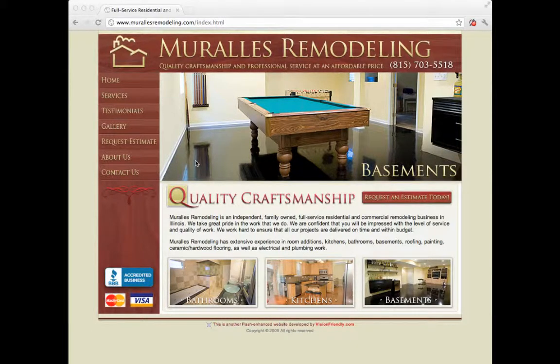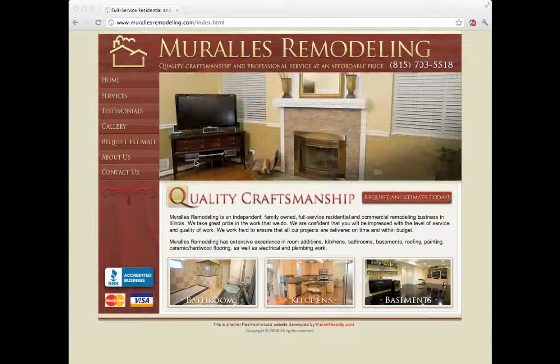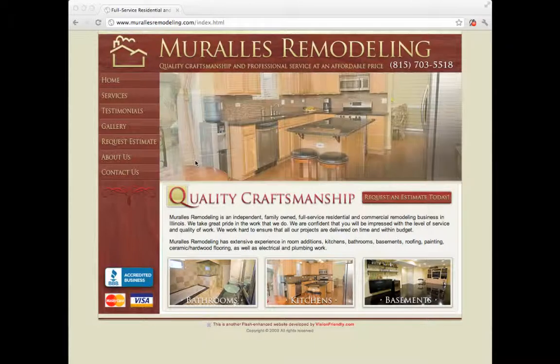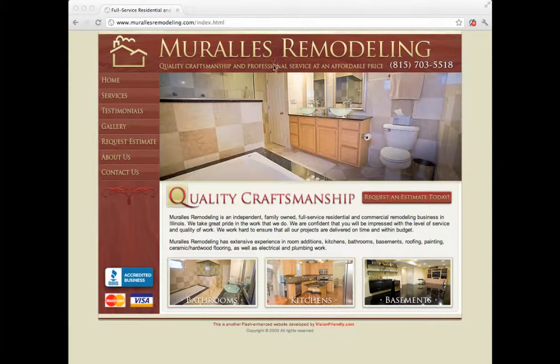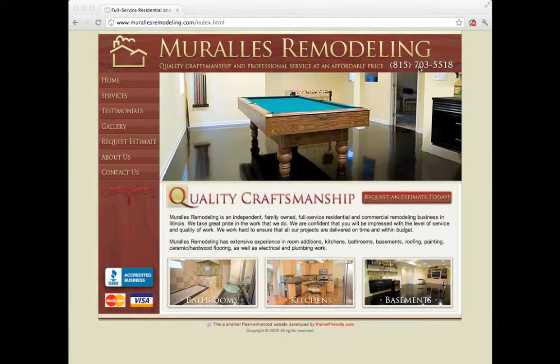So the first thing I always look at when we go to a website is that I can tell exactly what they do by just glancing. So this is good. Morales Remodeling. Immediately know who this is. Next thing I can see, the phone number up at the top. That's really good. That's excellent. A lot of people don't put the phone number there or make it really hard to find, so that's good.